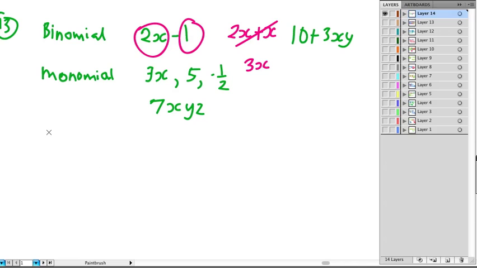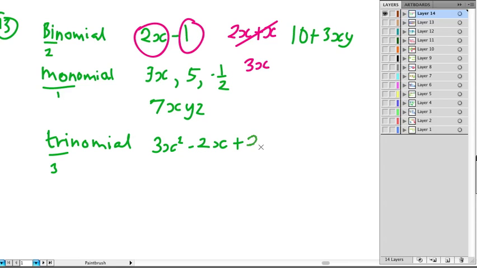Okay, next thing that we might be asked for is a trinomial. Tri means 3. Mono means 1, and bi means 2. So a trinomial is something with 3 terms. Now, the thing above, the 7xyz, has 3 variables, but not 3 terms. So we've got to be careful not to confuse these. A very good example of a trinomial is something like 3x squared minus 2x plus 2.